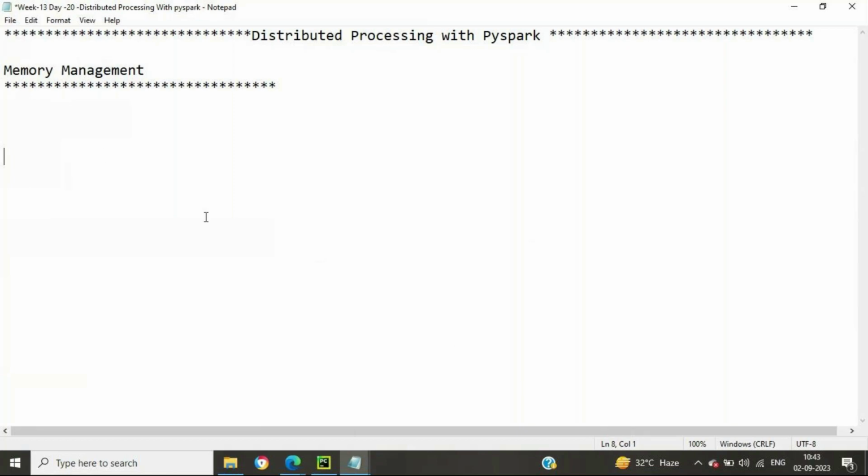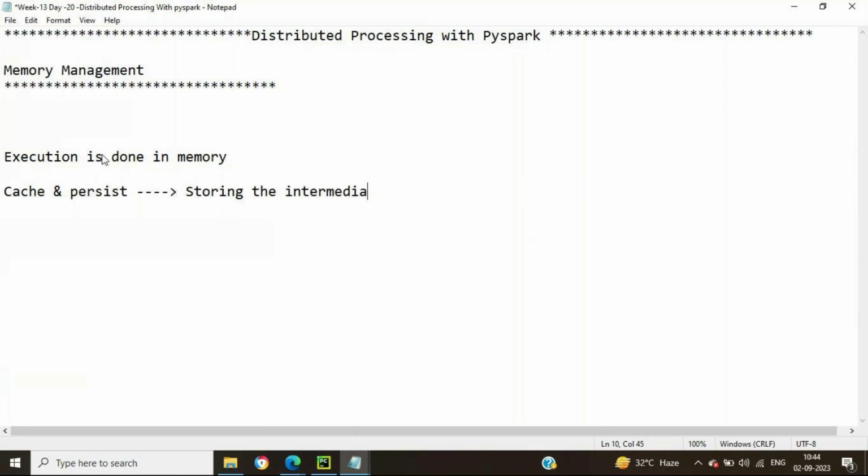Let me mention over here. Execution is done in memory, that is fine. Then cache and persist, storing the intermediate result, that is also done in memory. So we can say storage memory.